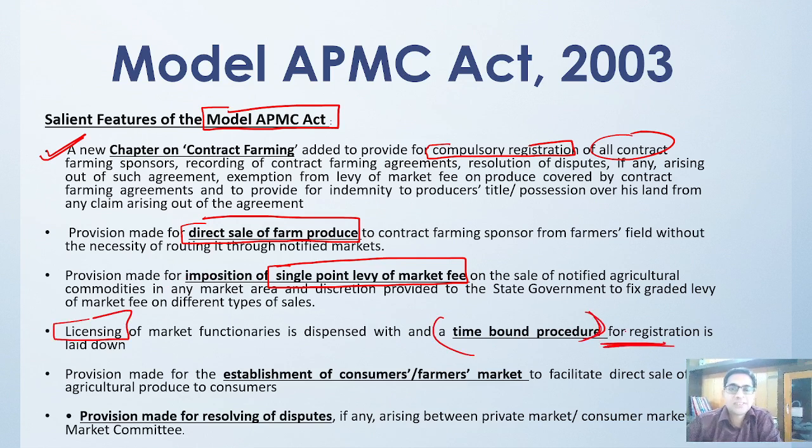Proper registration processes are being given, and the licensing given to marketing functionaries, whether trader, merchant, or whosoever they are, has to be given properly in a time bound manner. Provision is made for the establishment of proper consumer and farmer markets, so that intermediaries can be reduced. There is a new provision for resolving disputes. If any dispute arises, who are going to be the stakeholders and who are going to solve these disputes will also be defined along with this act.